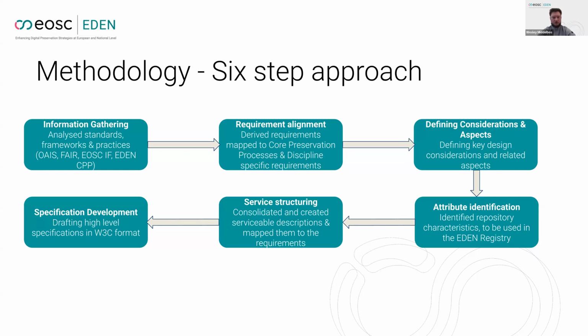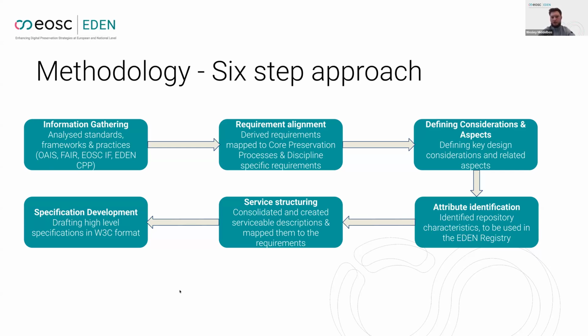An attribute is just a descriptive property that characterizes a repository or a service. These feed into the registry, which Wilco will talk about later, and it will allow researchers and communities to discover and evaluate a repository or service based on their needs. So in step 5, where we try to structure the services, we consolidated the identified services.